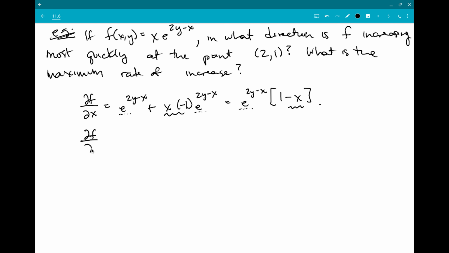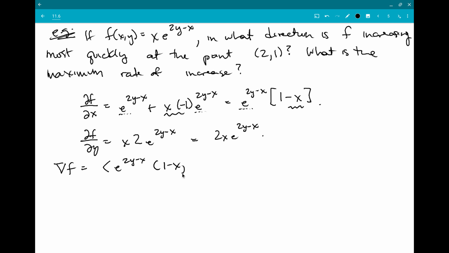And then df dy, I actually don't have to worry about the chain rule on, so x is unaffected. And then a 2 comes out front from the power on the y, and then e to the 2y minus x keeps the same argument. So that's 2x e to the 2y minus x, writing it a bit more neatly. And so my grad f at every point is given by e to the 2y minus x times 1 minus x, and 2x e to the 2y minus x.